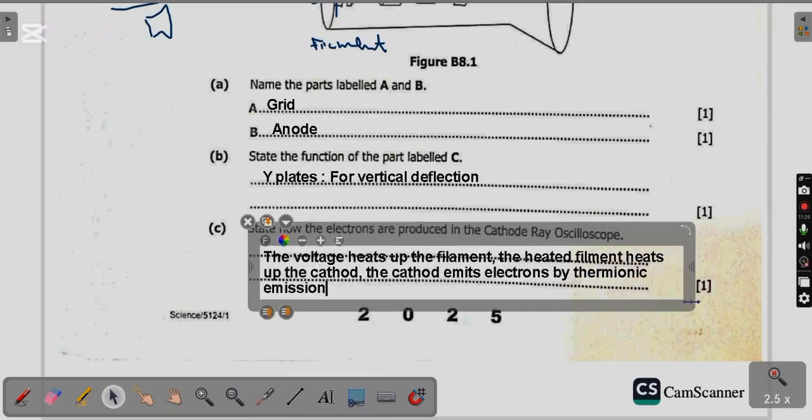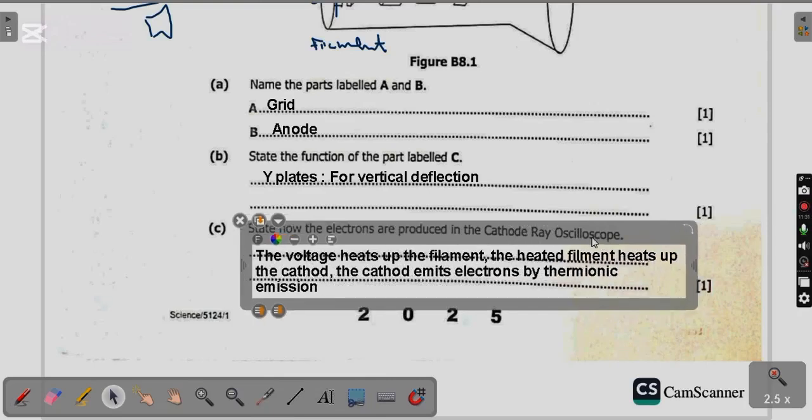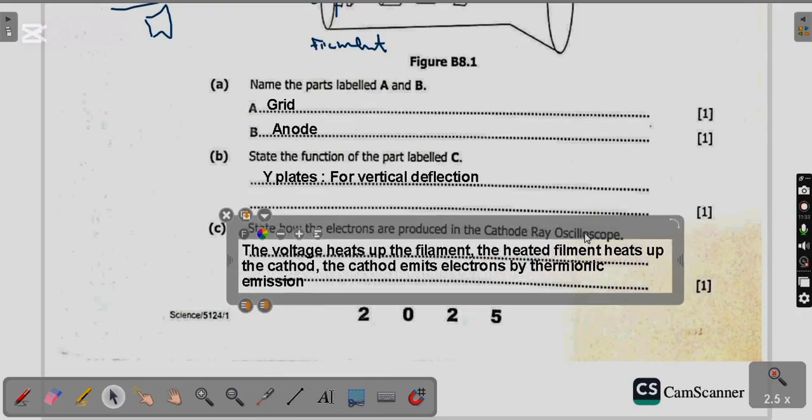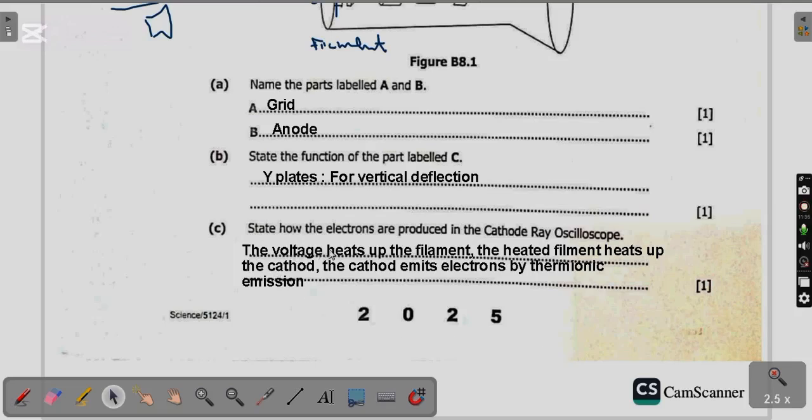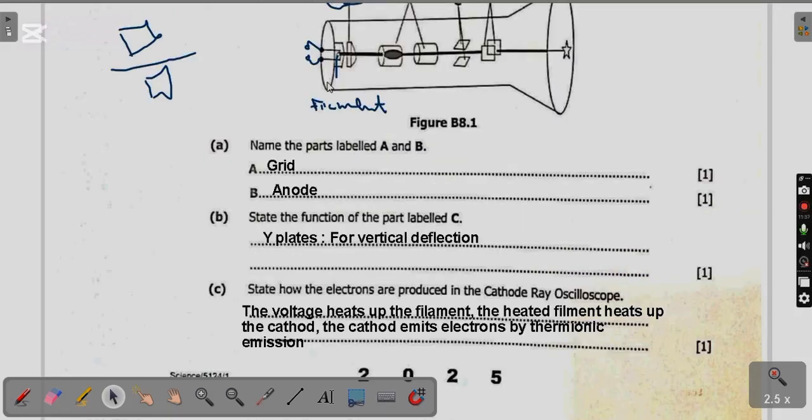So this is what is happening here. The voltage heats up the filament. The filament is heated up, which heats up the cathode. Once the cathode is heated up, it emits electrons by thermionic what? Emission. Okay, nice and easy questions.